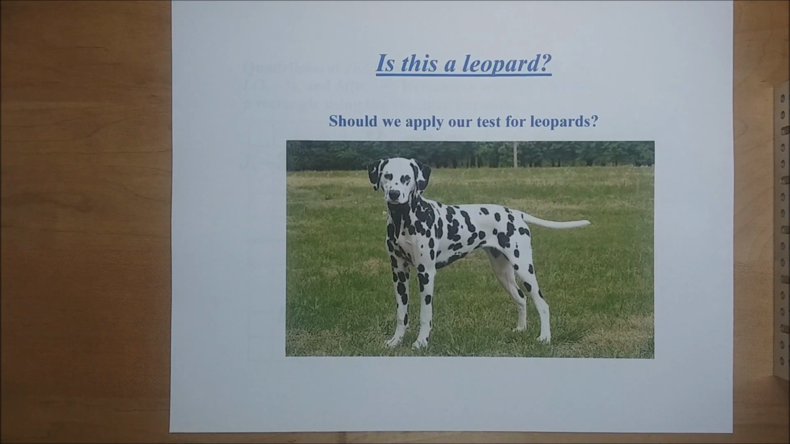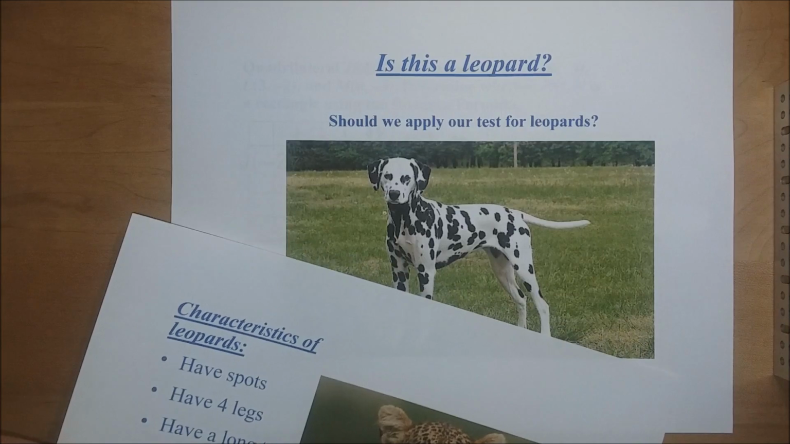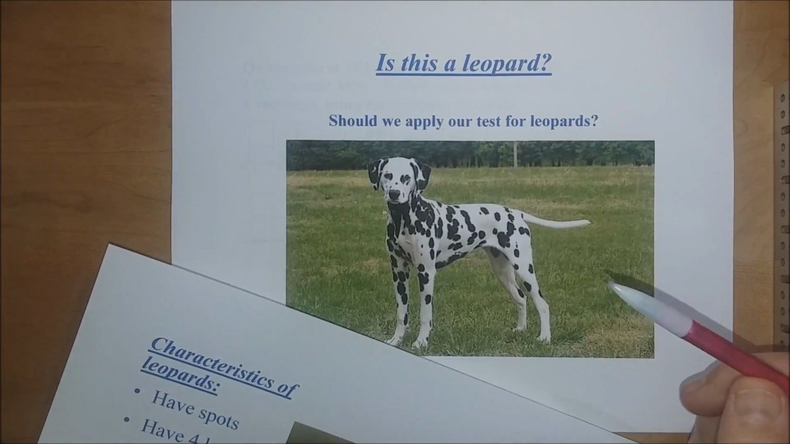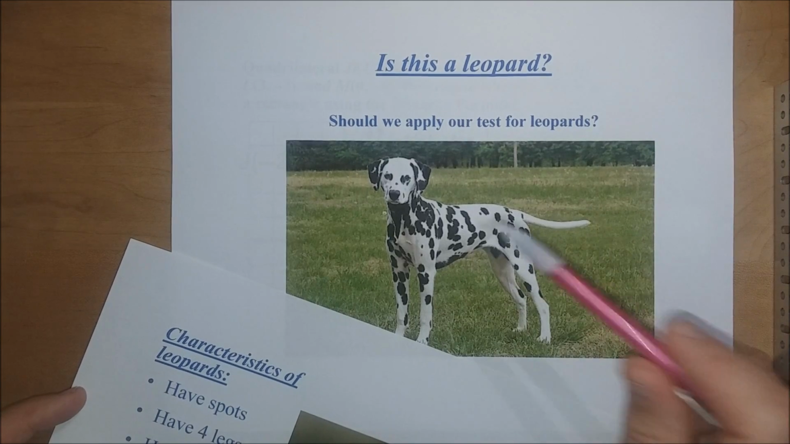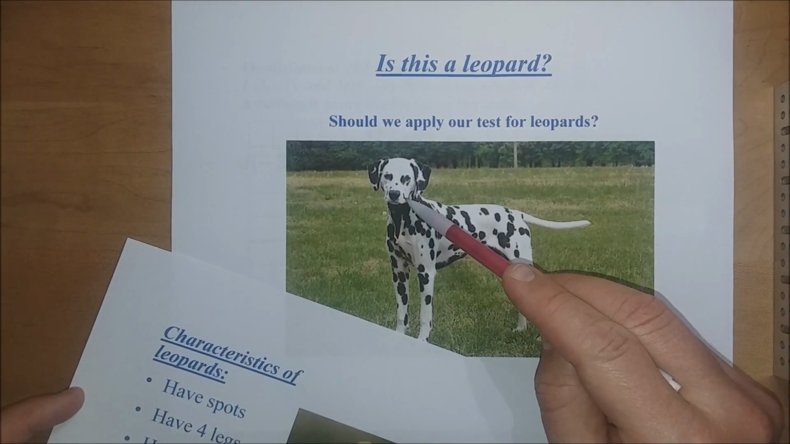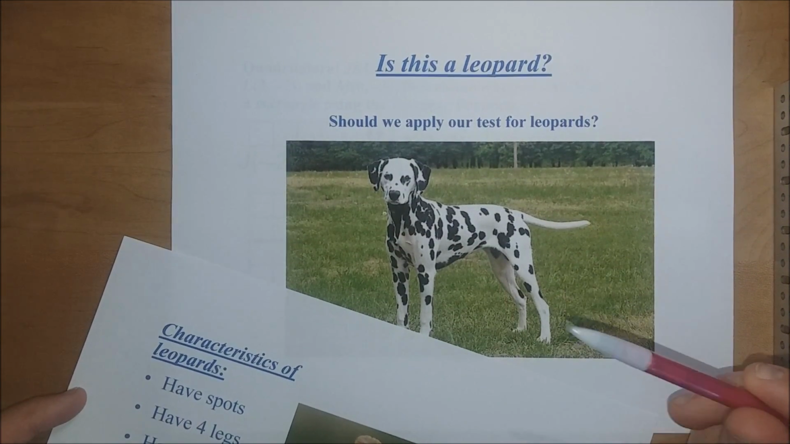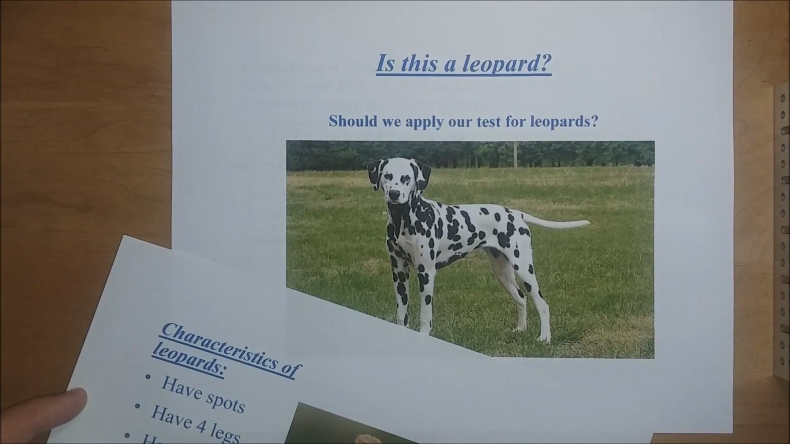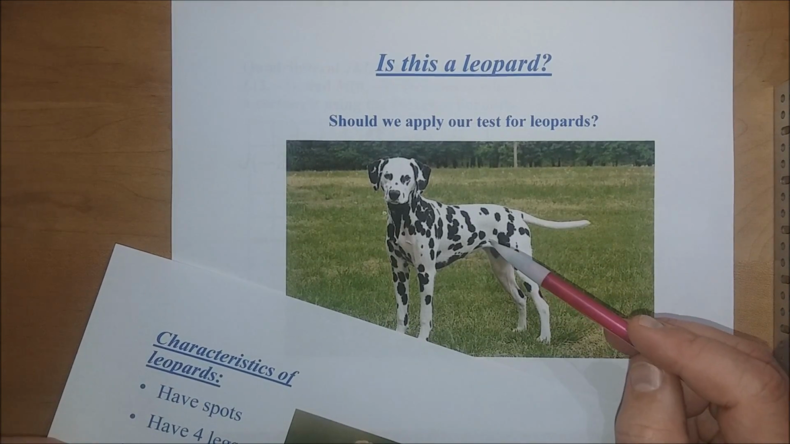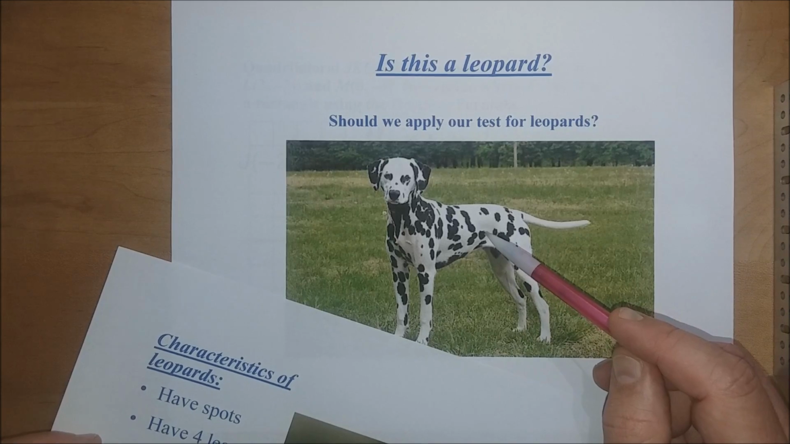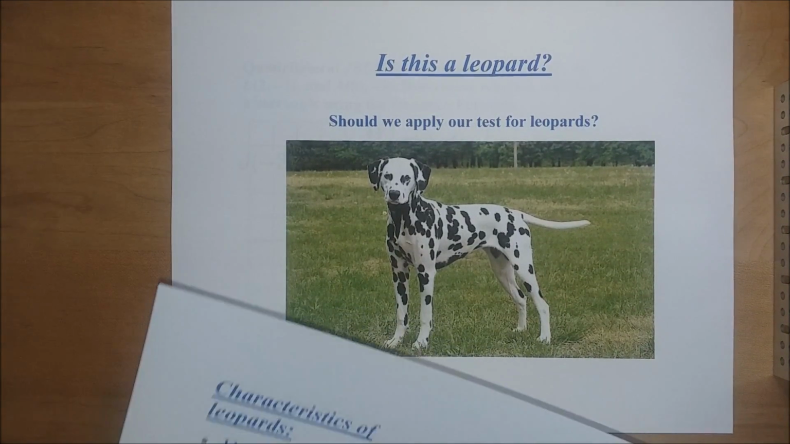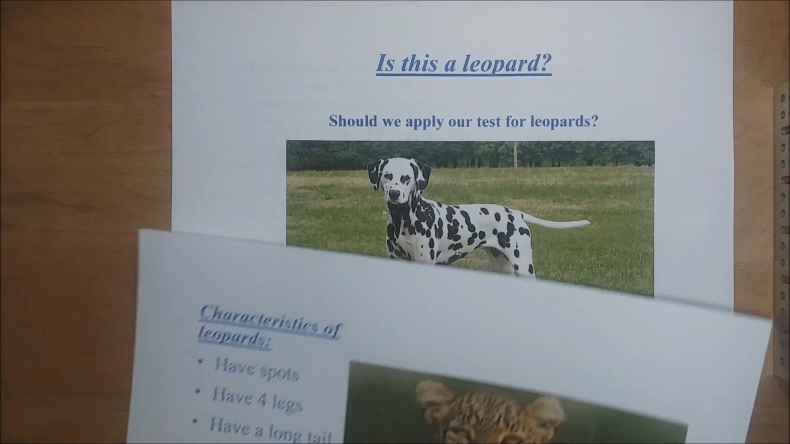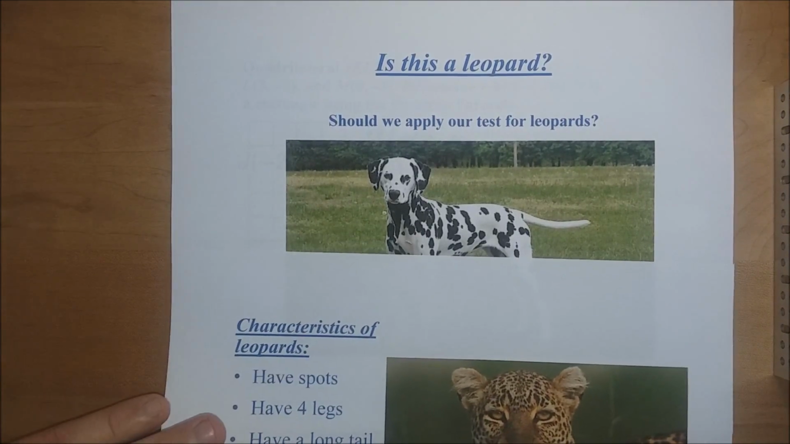And should we apply our test for leopards? Let's just check really quick. It does have spots, has 4 legs, has a long tail, has some sharp teeth in there, even though we can't see them. I know they're in there. Weighs less than lions and tigers. And does anybody who lives in Africa own one of these? I suspect there might be 1 or 2 of them in Africa. So is it a leopard? Well, of course, this is not a leopard.